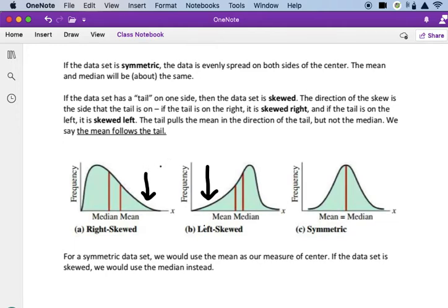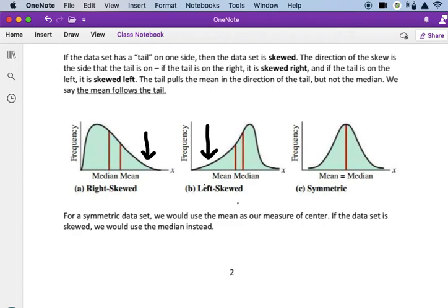Now, what the tail does is it pulls the mean in the direction of the tail, but not the median. So we say that the mean follows the tail. So if the graph is right skewed, the mean will be greater than the median. If a graph is left skewed, then the mean will be less than the median.